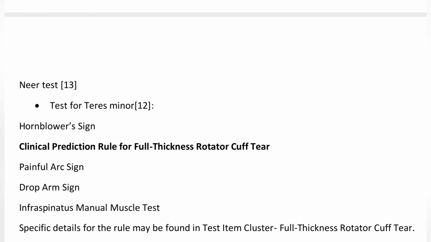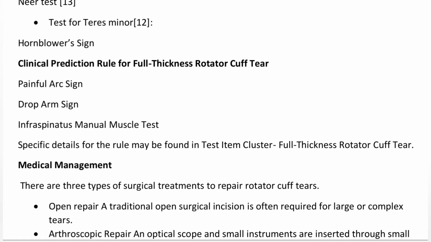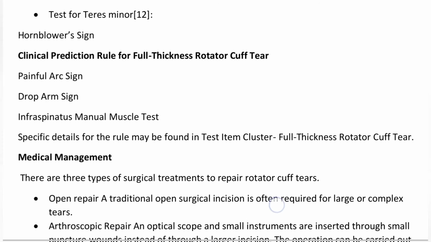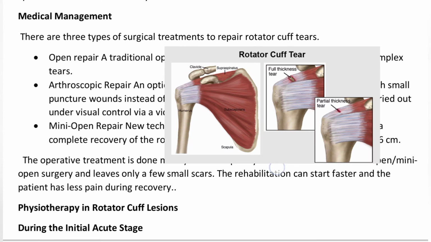Next, what are the clinical prediction rules for the full thickness rotator cuff lesion? Number one is painful arc syndrome. Number two is the drop arm sign and infraspinatus manual muscle test. These three are the clinical prediction rules for the full thickness rotator cuff lesion. Next one is the medical management.